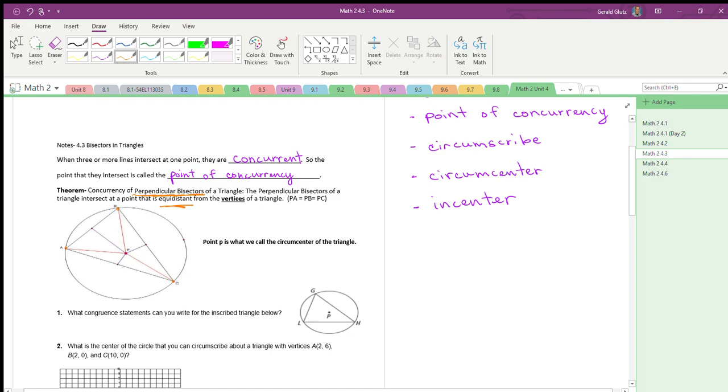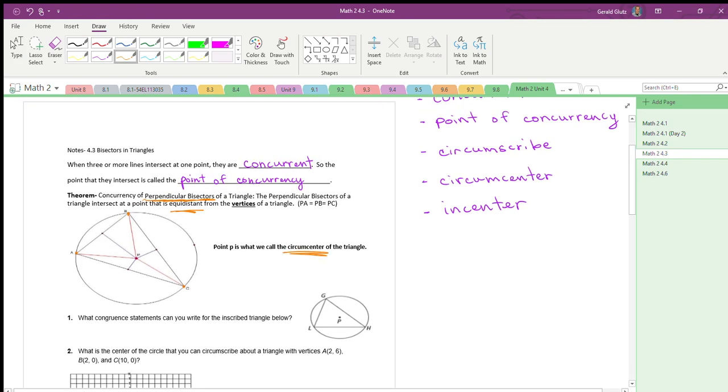So like A, C, and B. I can't tell what the letter is. I think it's a B. Those are the vertices of the triangle. So what this theorem is saying, it's actually talking about the circumcenter. So point P right here is the circumcenter of the triangle.